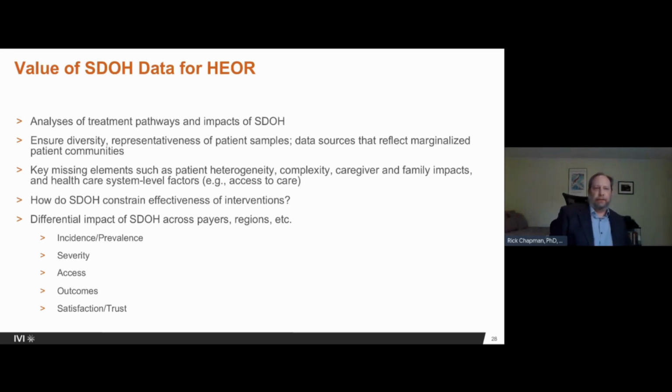And then finally, just descriptively, it's interesting to be able to look across different payers, different regions, different states in the country, and see how social determinants interact with different conditions and treatments in terms of incidence and prevalence. How does that vary across different groups? How does it impact severity of disease and access to treatments, as I was just mentioning? What are the outcomes that are influenced by SDOH, and can we change those outcomes by addressing some of these issues? And then finally, satisfaction and trust in healthcare systems and how that might vary.